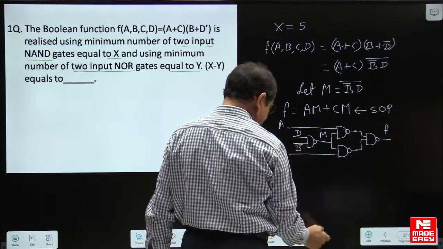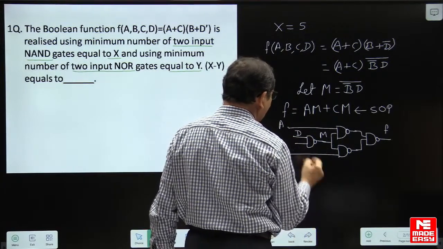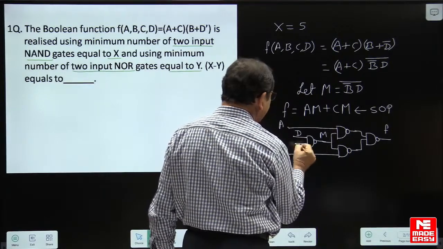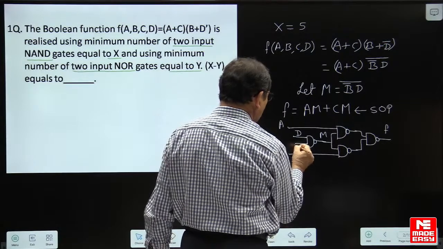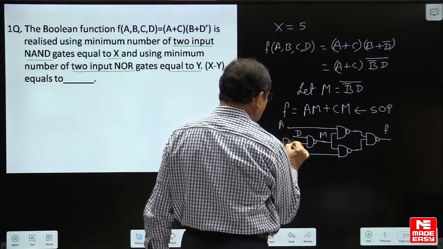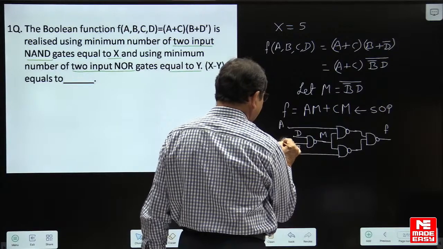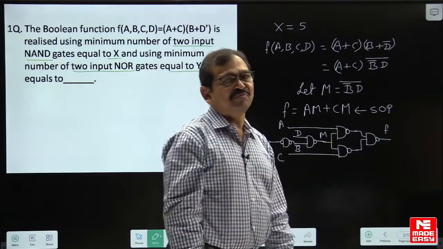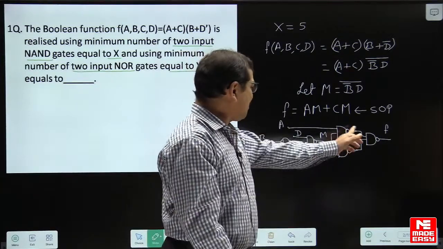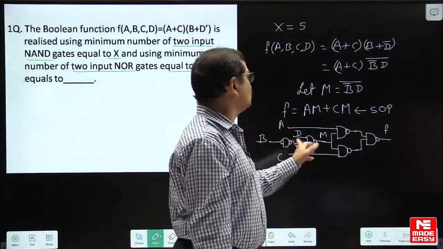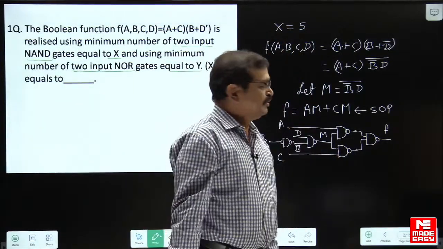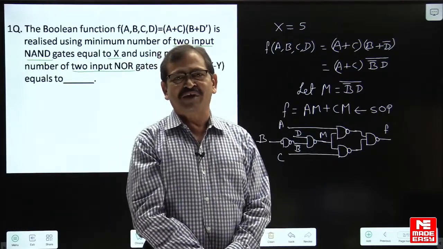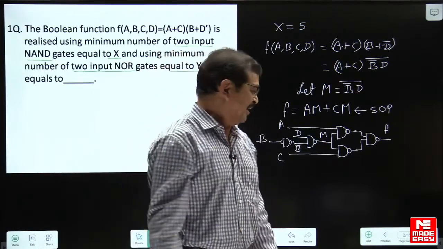The other input we need is B bar. To get B bar, we need one more NAND gate as an inverter. So based on this, if we count the number of NAND gates, definitely we get the number of NAND gates as 3 plus 2, that is 5. So for realizing this Boolean function, whenever we use the minimum number of 2 input NAND gates, we need 5 2 input NAND gates.